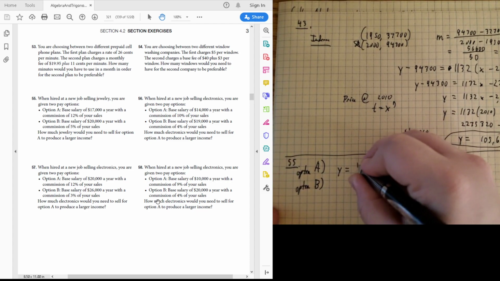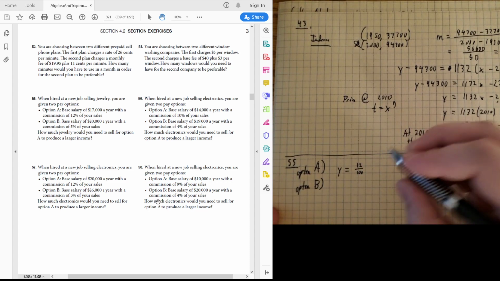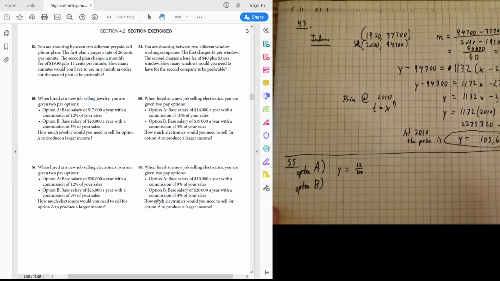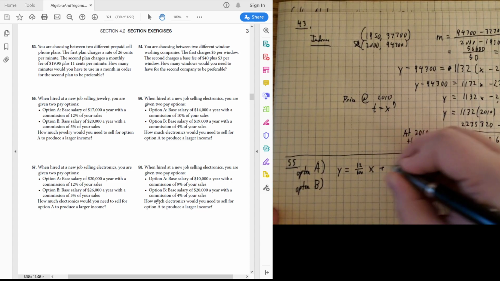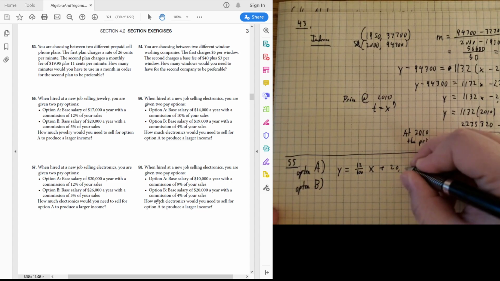Now, 12% is 12 out of 100. Remember, you always want to make sure to convert any percentages over to fractions or decimals, times the number of sales, plus my base pay, which is 20,000.